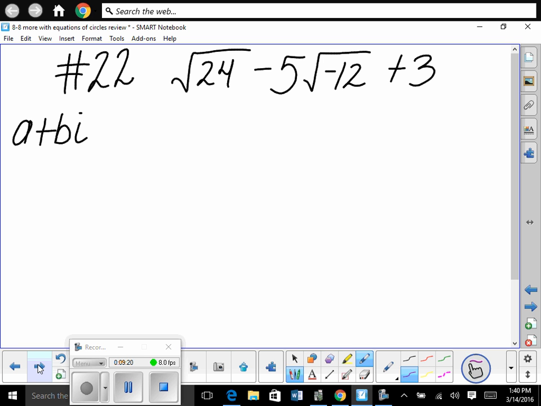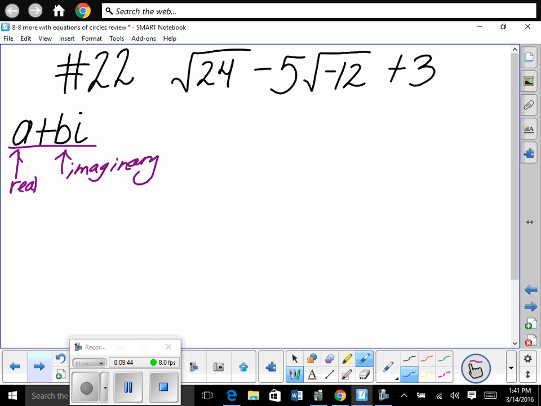Okay, 22. Let's do it together. So we're simplifying this on 8-8. Let's get rid of 24 minus 5 square roots of negative 12 plus 3. So we're going to simplify this down. This is to write it in the form of a plus bi. So when you see a plus bi, you should say that's a complex number, where this is the real part and this is the imaginary part.